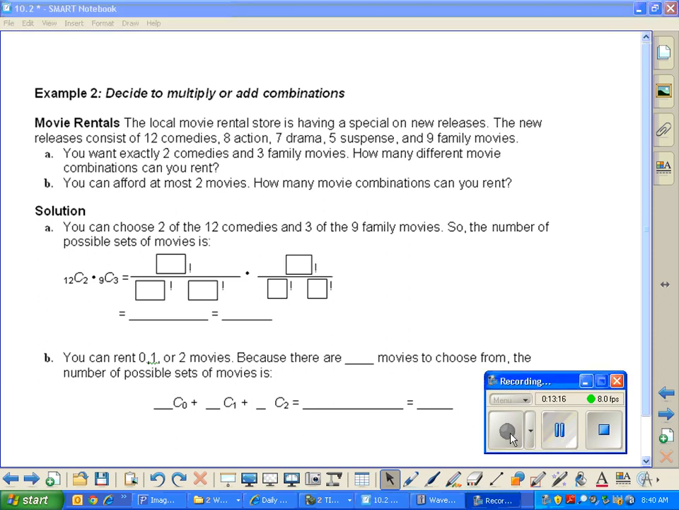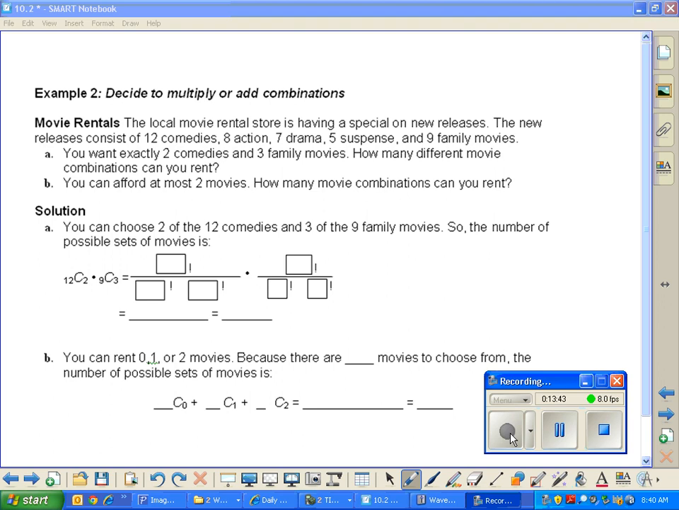Okay, so now that you've taken a moment to read the problem, I wanted to dissect a little bit what you read. So what we see here is we have 12 comedies, 8 action, 7 drama, 5 suspense, and 9 family movies. As we move through the chapter, you're going to definitely notice that it's always important to find the total number of items. It really does help quite a bit.